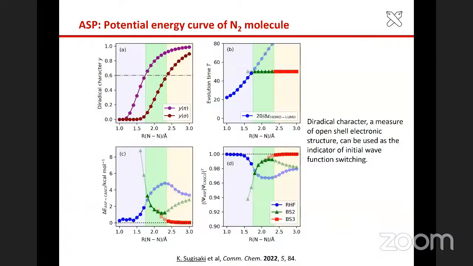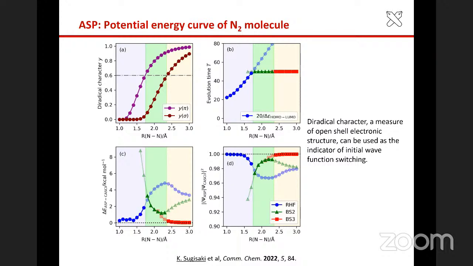So another problem is how to switch the initial wave function. We can use the diradical character because the diradical character is an indicator of the bond dissociation character. In this case, I set the threshold to be 0.6. So if the diradical character is smaller than 0.6, we use the Hartree-Fock state. If the diradical character is larger than 0.6, we switch the initial wave function to the broken-symmetric wave function.